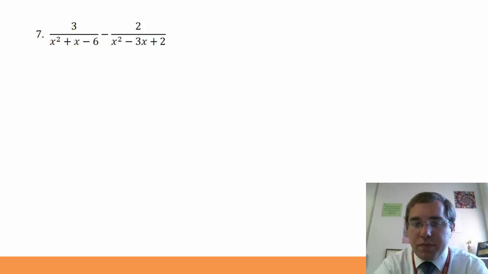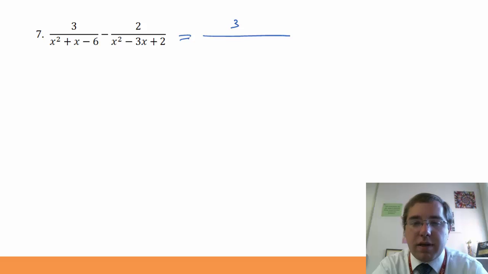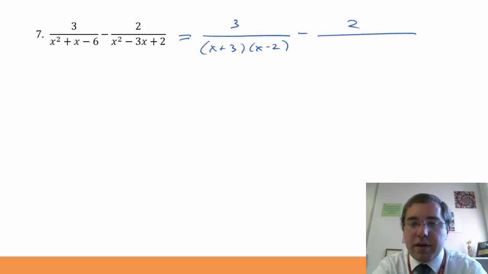Number 7. 3 over x squared plus x minus 6 minus 2 over x squared minus 3x plus 2. So in order to figure out the common denominator, we need to factor the denominators. So in the first fraction, x squared plus x minus 6 would factor as x plus 3 times x minus 2. In the second fraction, 2 over x squared minus 3x plus 2, we factor the denominator. That'll be x minus 2 times x minus 1. Okay, so what's our common denominator?